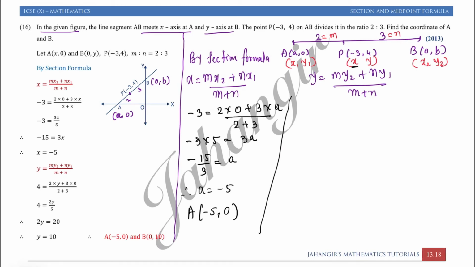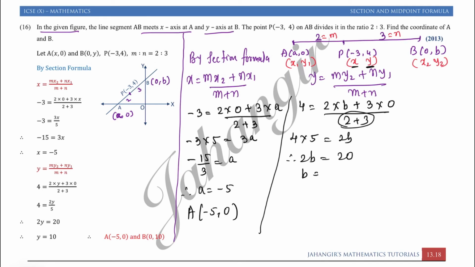Same way we will replace in y. Y is 4 as you see it over here. M's value is 2 into y2's value is b plus n is 3 into y1 is 0 upon m plus n is 2 plus 3. So we can write 4 into 5, this is 5, that is equal to 2b. So therefore 2b is equal to 20. B is equal to 10. So my B coordinate is 0 comma 10. So we get A's coordinate, we get B's coordinate. This was a very common question.